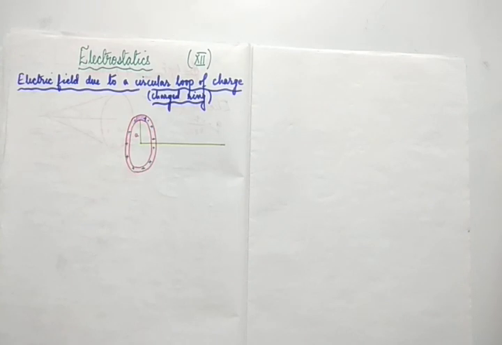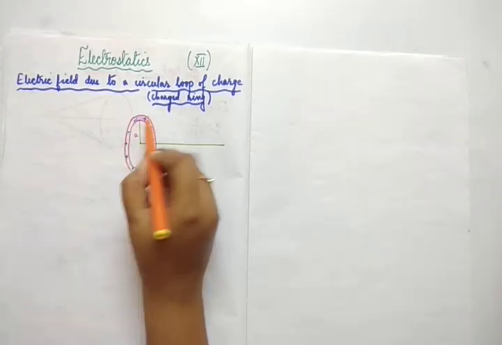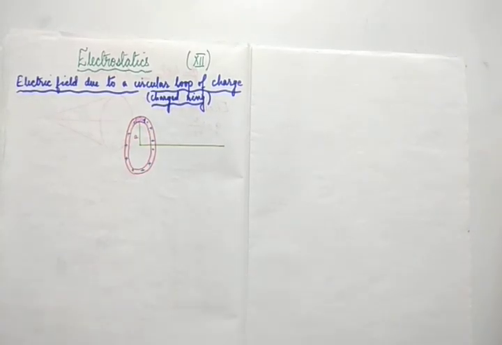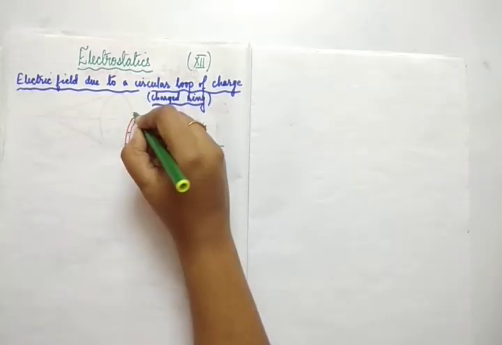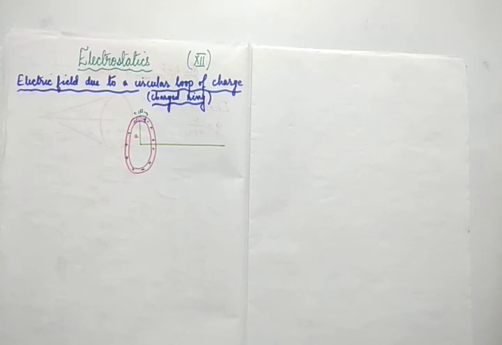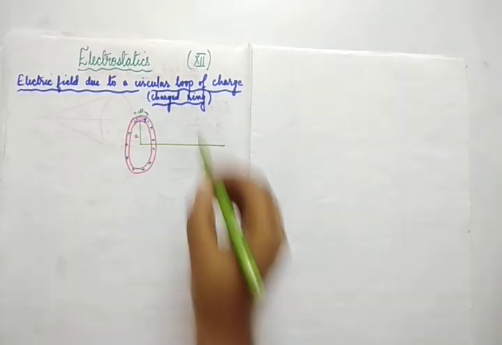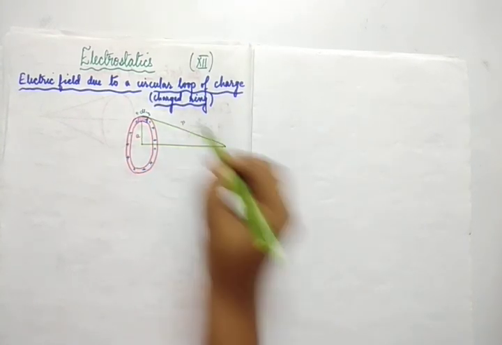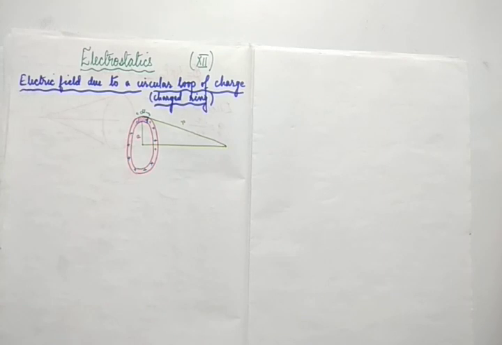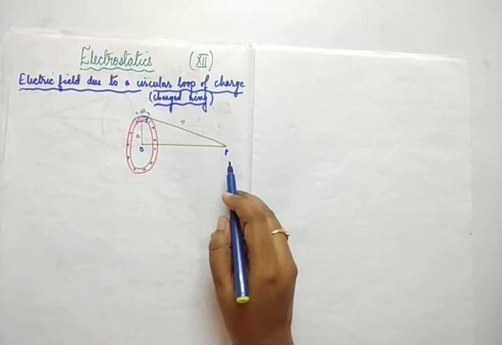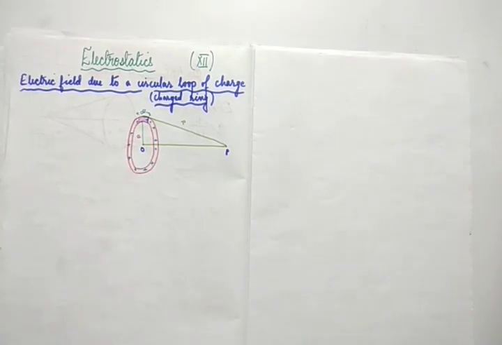On this ring we consider a small element of length dl, which is at a distance r from a point P. So this is O and this is P. We have to find the electric field at the point P.